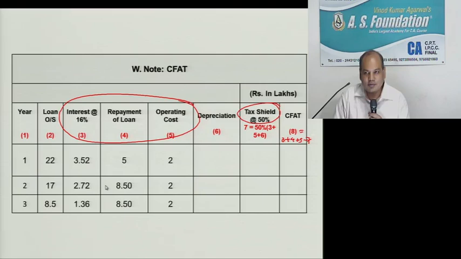Yes. 4. Write down in bracket 22 minus 10 upon 3. 4. Okay. Continue. Tax shield at the rate of 50%.